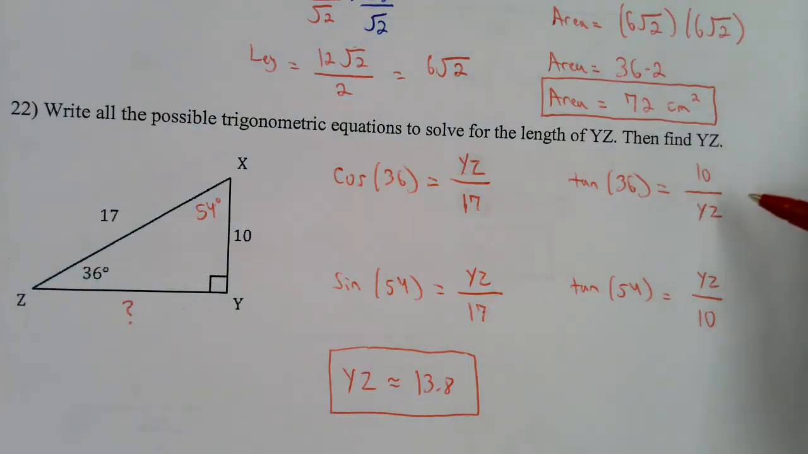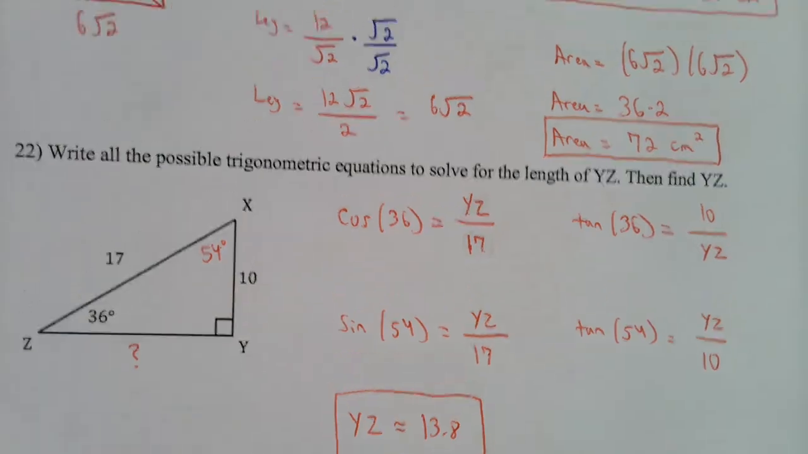Now let's solve it using this way. Let's do 10 divided by tangent 36. You should get the same exact decimal, 13.8. Let's do 17 times sine 54. You get the same decimal, about 13.8. And the last one, 10 times tangent 54. You should get 13.8 approximately. Okay. And now one more problem.